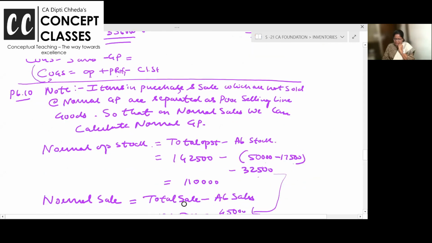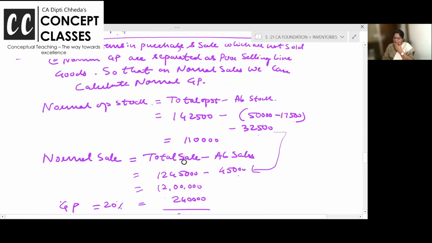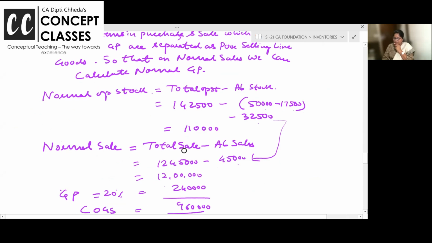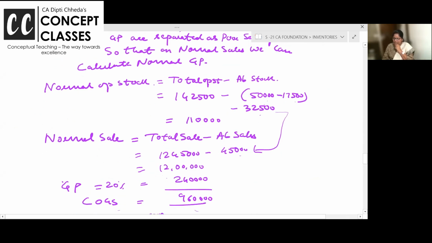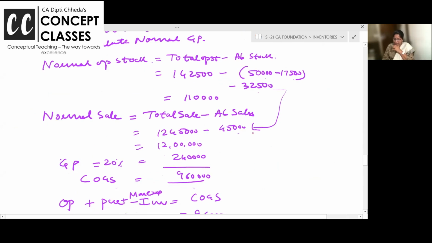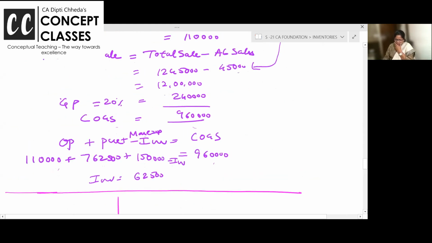We have done such a problem to show you. Yesterday we did it, remove the abnormal, see here. We did it last. Total opening stock minus abnormal, and from sale also abnormal. So now you get everything normal. So once you get this, you can apply the GP and get the inventory.